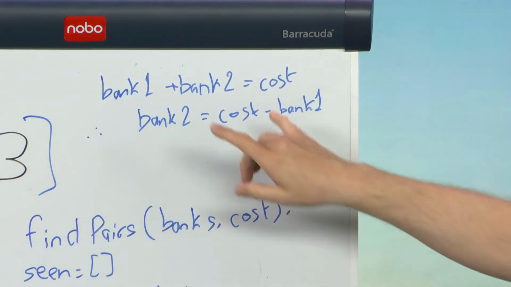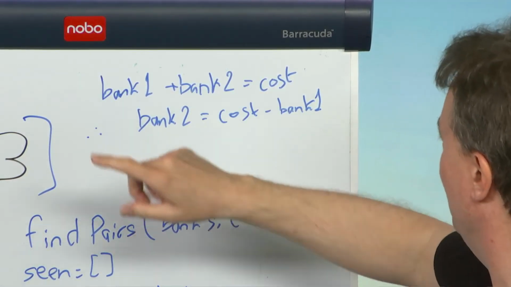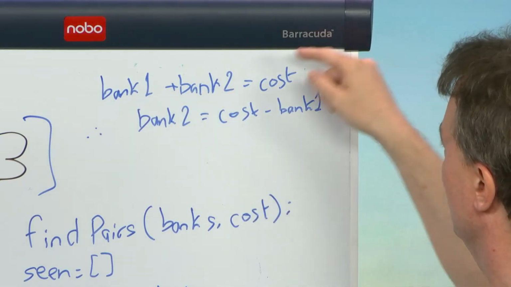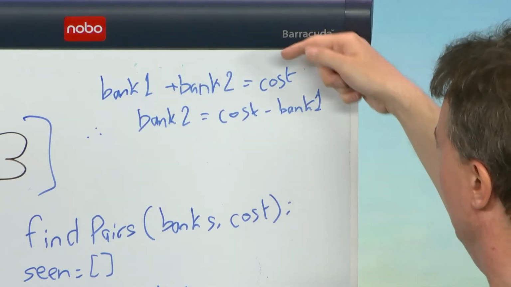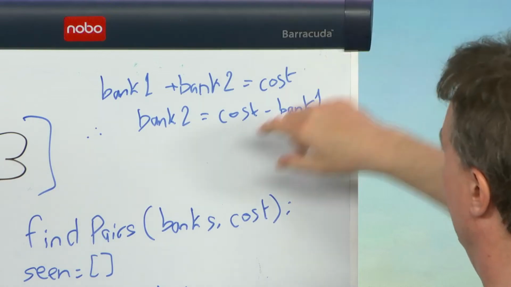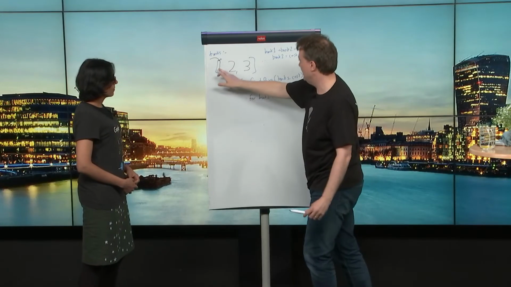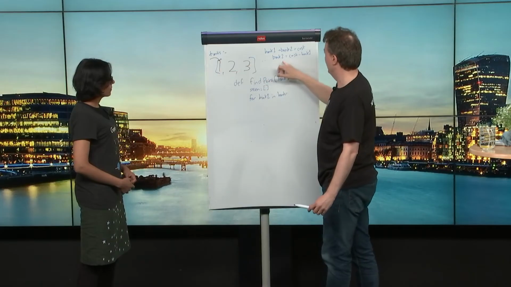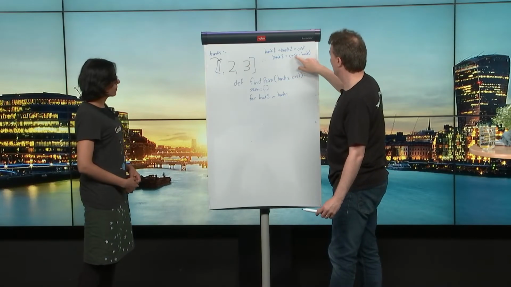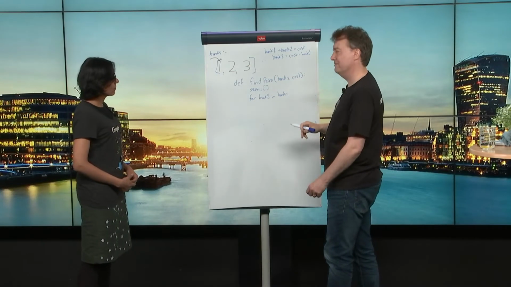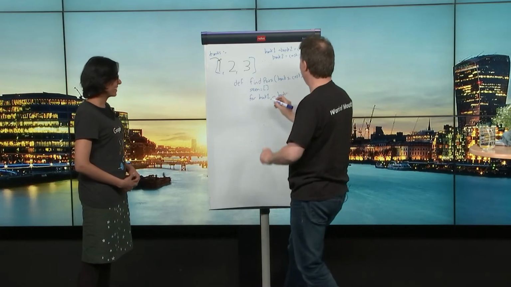Right, so this is sort of GCSE maths that I remember from long ago, where I know that if bank 1 plus bank 2 equals cost, I can rearrange that and take bank 1 over, and so bank 2 is cost minus bank 1. So for example, if I've seen a 3 and I know my cost is 4, then bank 2 needs to be 4 minus 3, which is 1. Yes, anyway. So I'll write that in code.